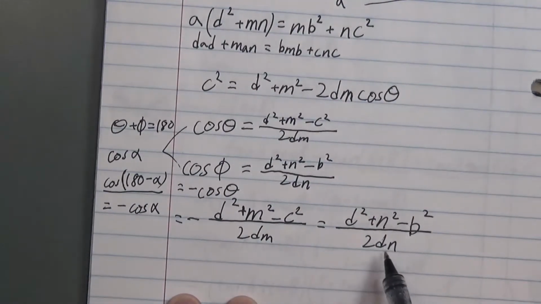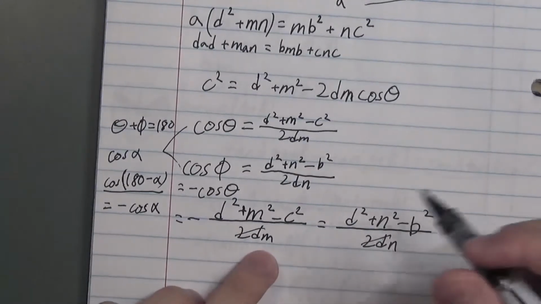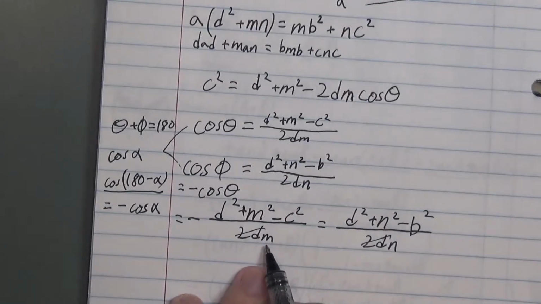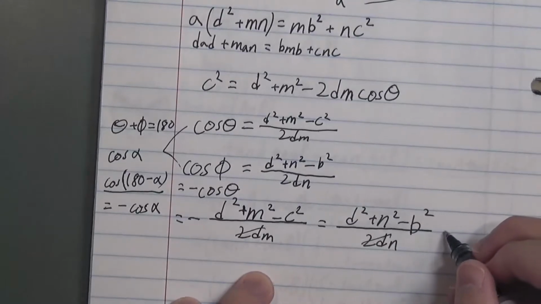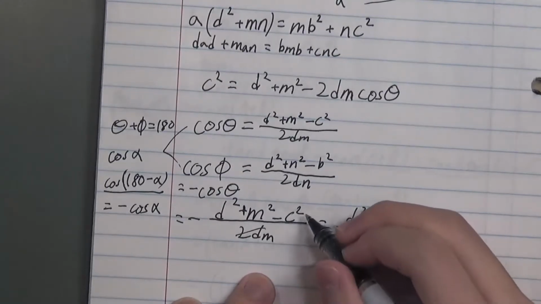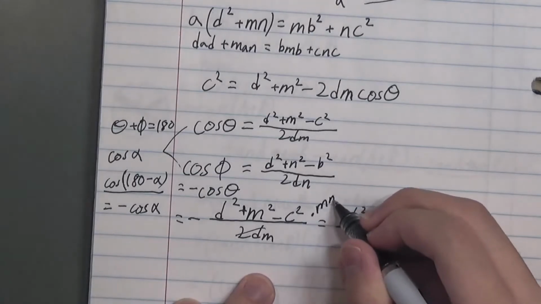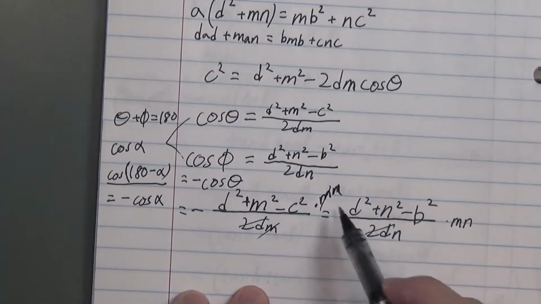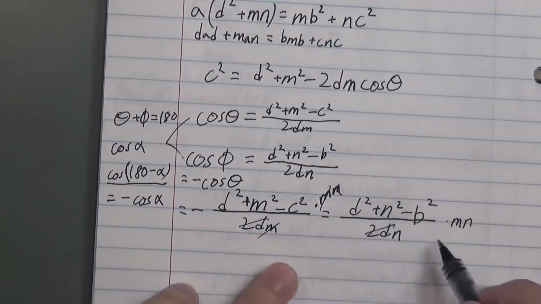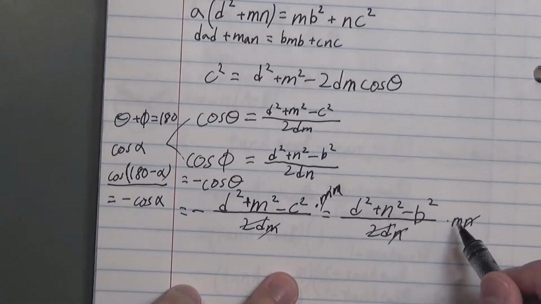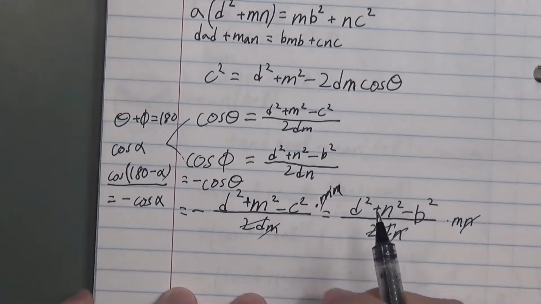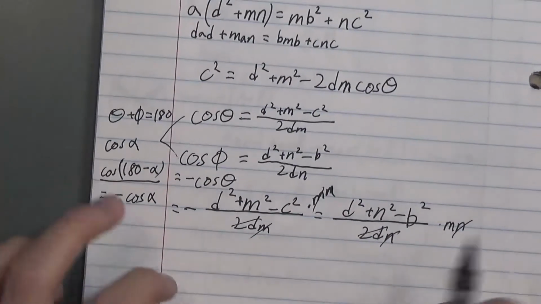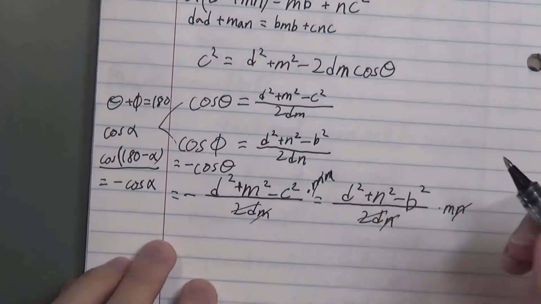The two d's cancel each other out. To get rid of the denominators, we can multiply both sides by mn. So mn, and multiply this side by mn too. Then the m's cancel out here, so you just multiply everything by n. And here the n's cancel out, so you multiply everything by m. You got m's and n's. So let's just do that.